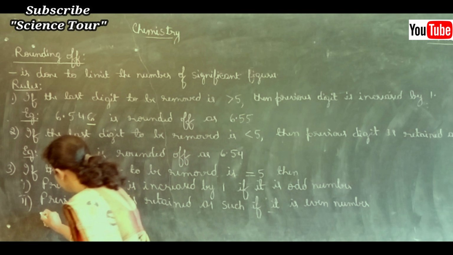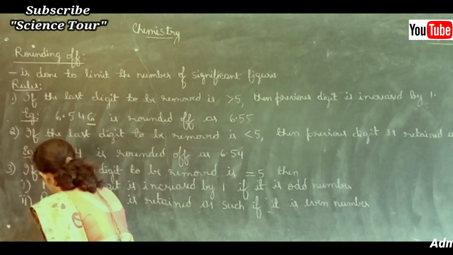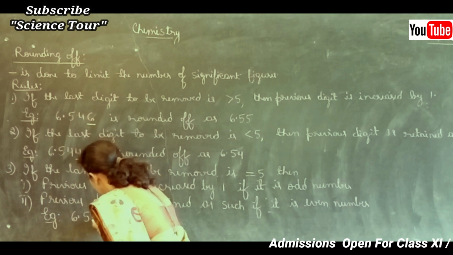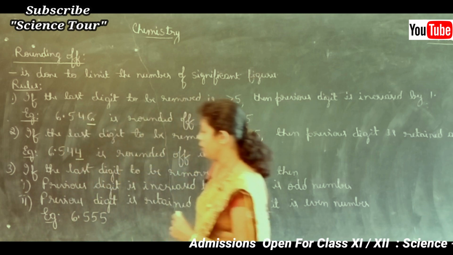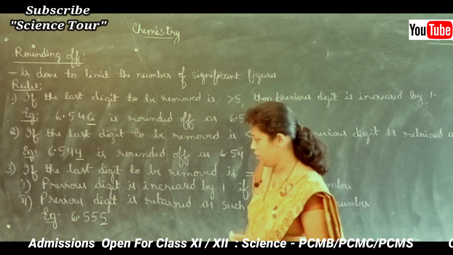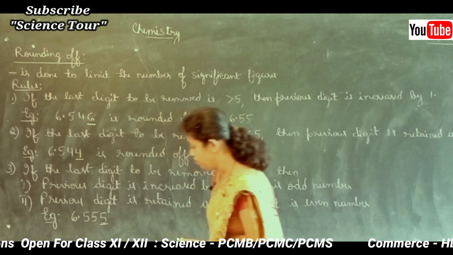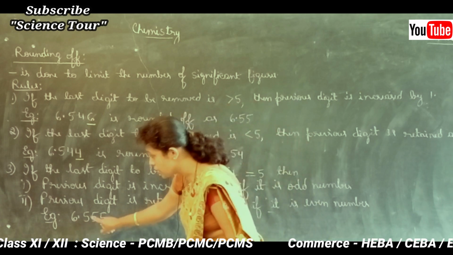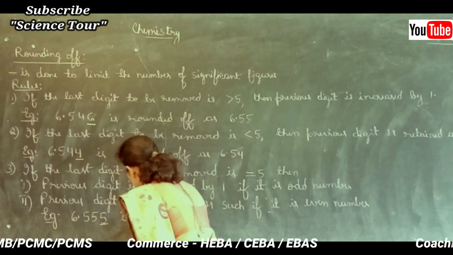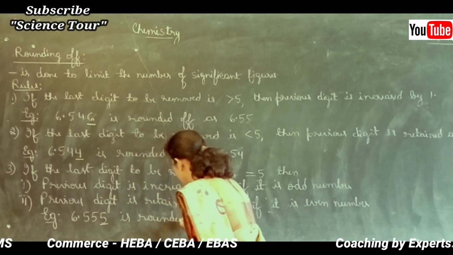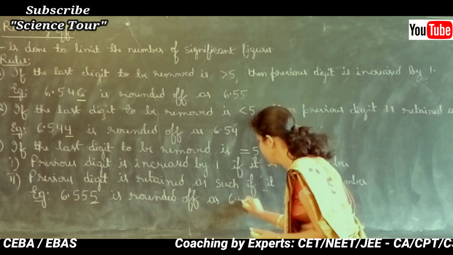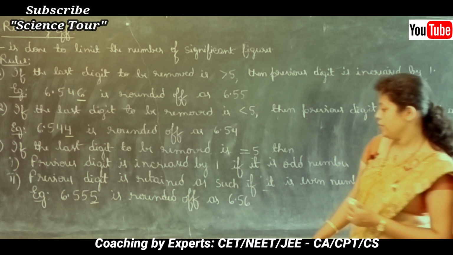Let's have an example. 6.555. Here the last digit to be removed is 5. The previous digit is an odd number. Hence the previous digit is increased by 1. And this number is rounded off as 6.56.